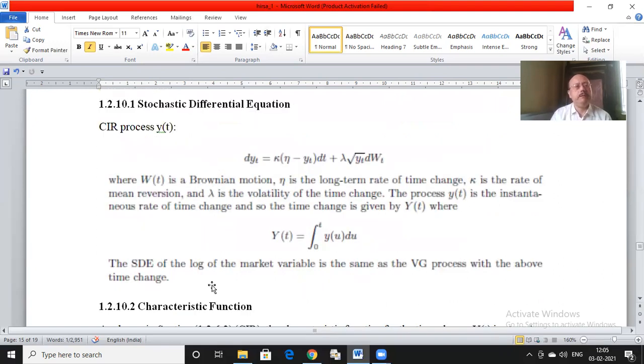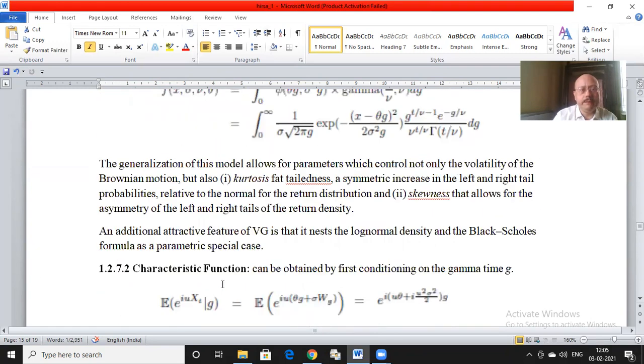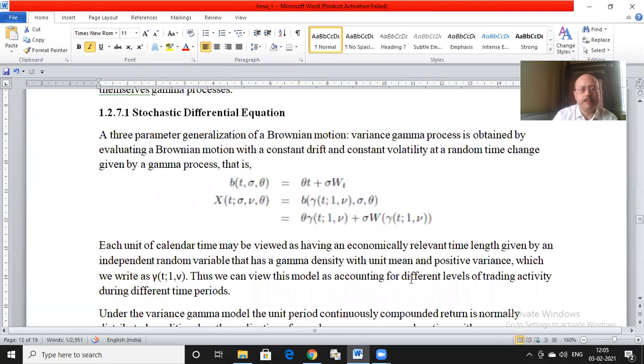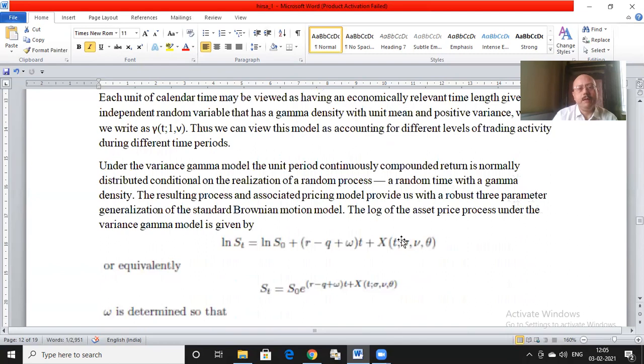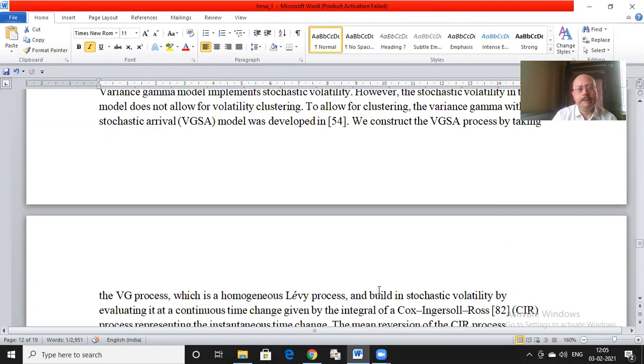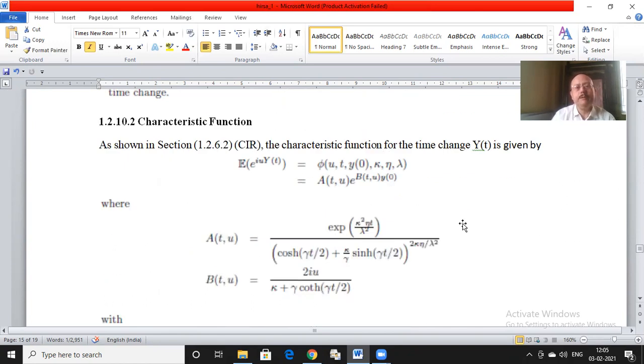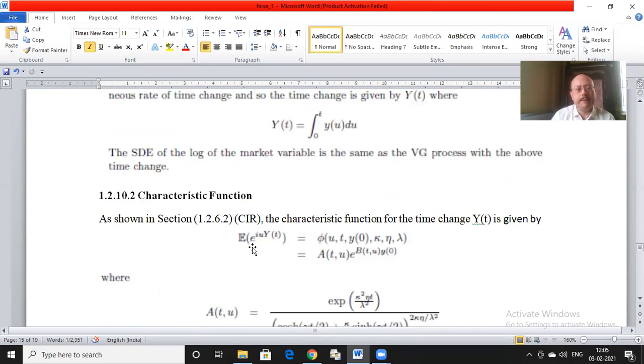Then I can write out the SDE of the log price, the log of the market variable, as in the VG process. So I will use the same generating equation as the variance gamma process. So let me go back and connect. I have the same generating equation as in the variance gamma process, but our volatility time change will be dictated by this capital Y. So this capital Y will get inserted in the time change process. And then you can actually evaluate the characteristic function.